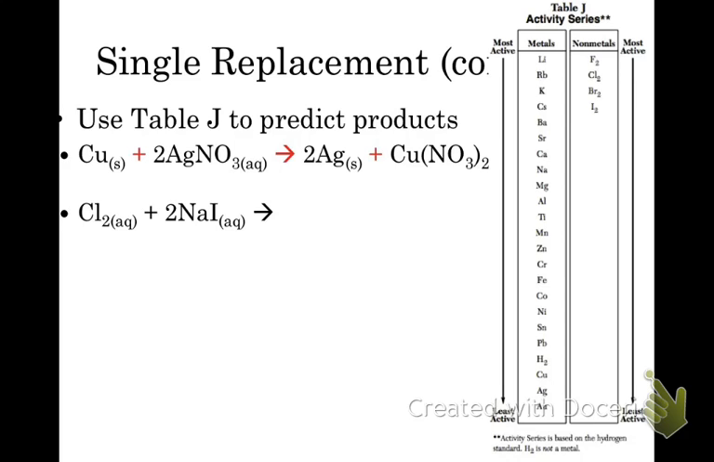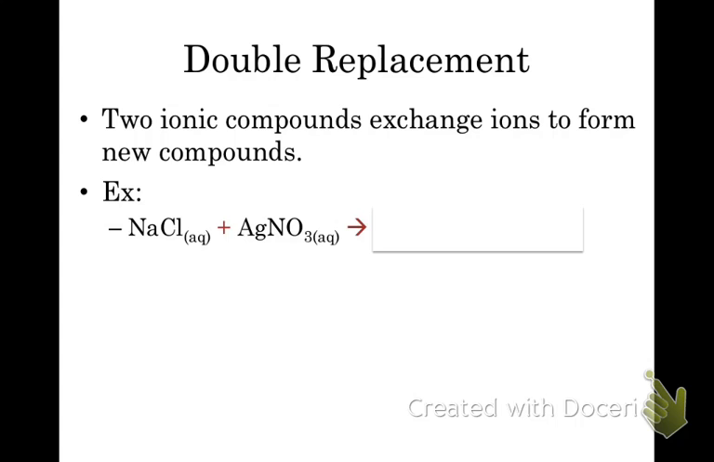So here we have Cl2 and 2NaI. We know that Cl is a nonmetal, so we're going to check to see if that Cl will kick out that I. So we're going to go over the nonmetal section here. We have Cl2 and I2 right there. Cl2 is more active than I2, so the Cl will actually kick out the I and then combine with sodium.